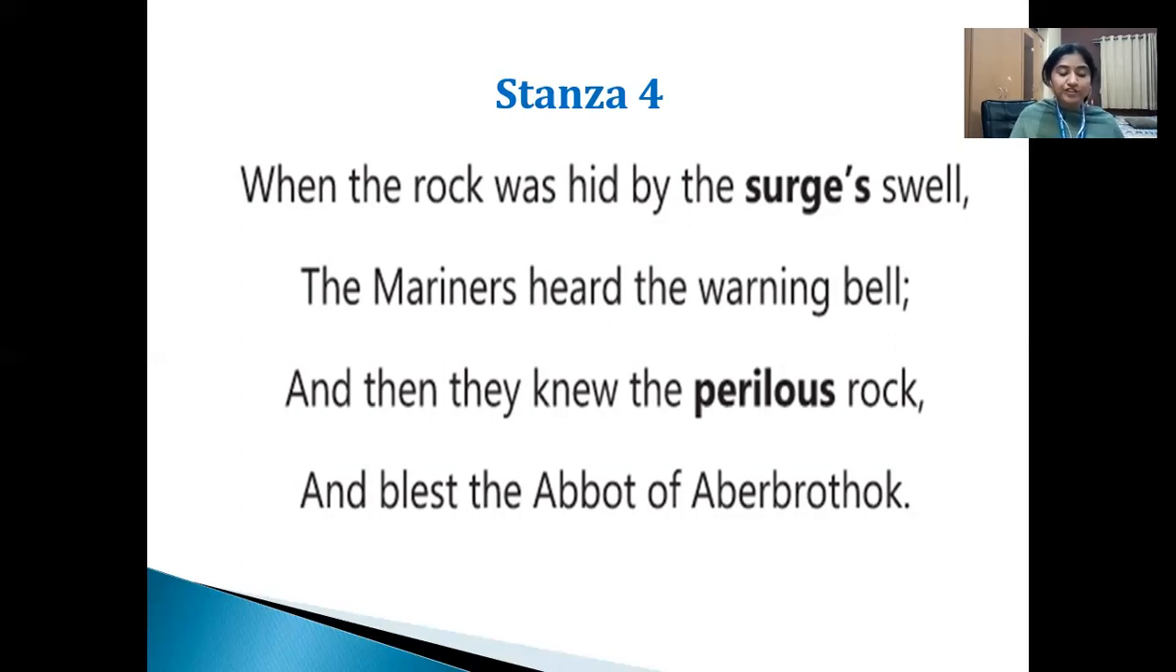Here, alliteration is used. As we know, in alliteration, the consonant sound is repeated at the beginning of adjacent or nearby words. Here in the first line, the surge's swell, the s sound is repeating. Again, anaphora is used here in the last two lines. And then they knew the perilous rock, and then they blessed are used here, and it denotes that the anaphora figure of speech is used in this stanza.